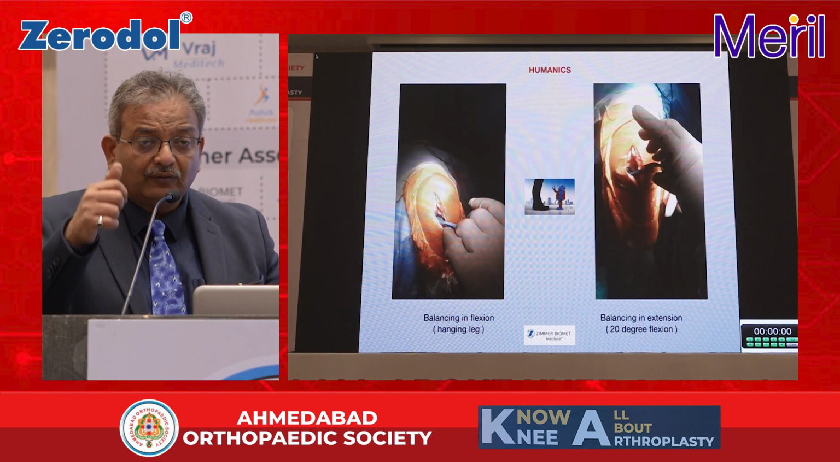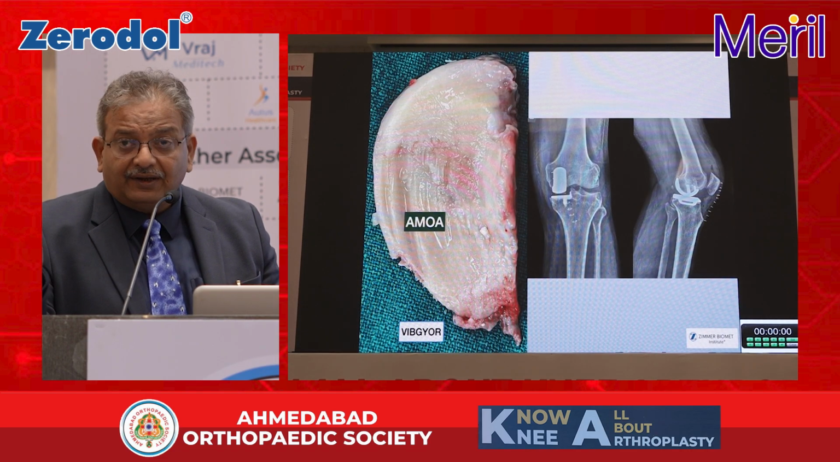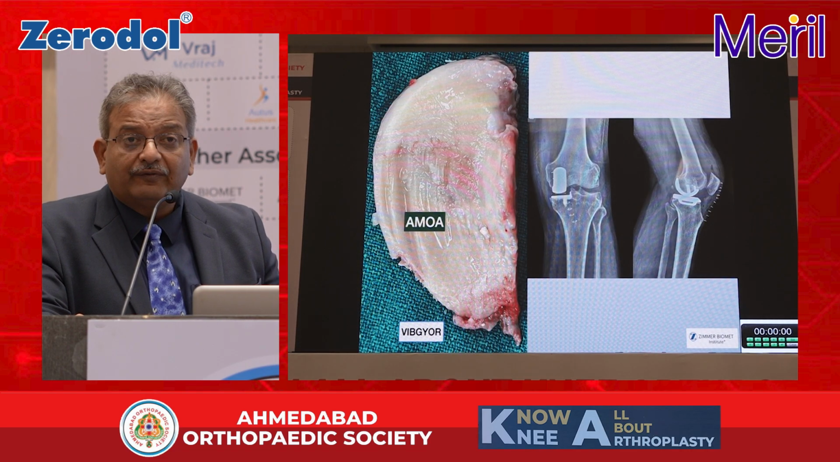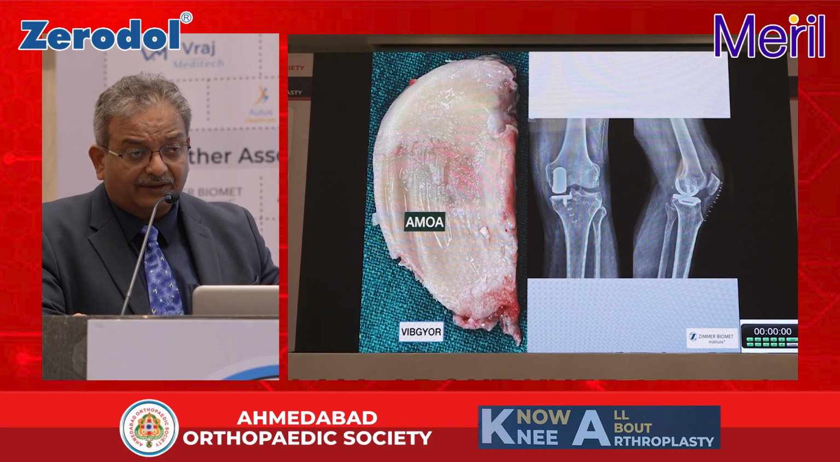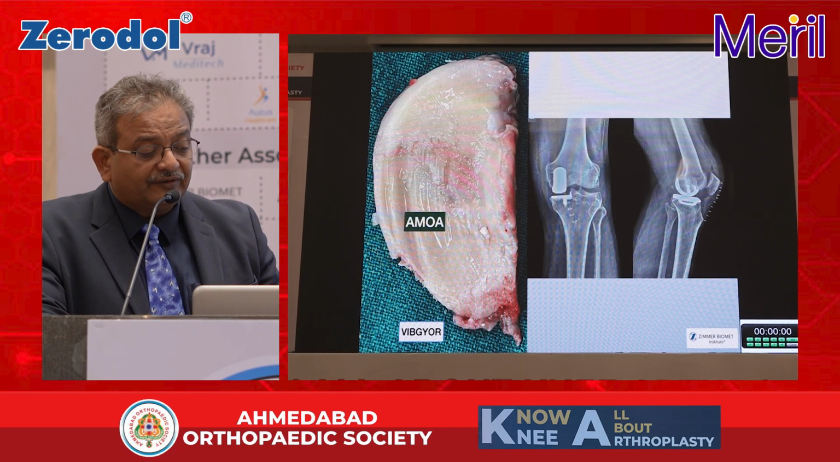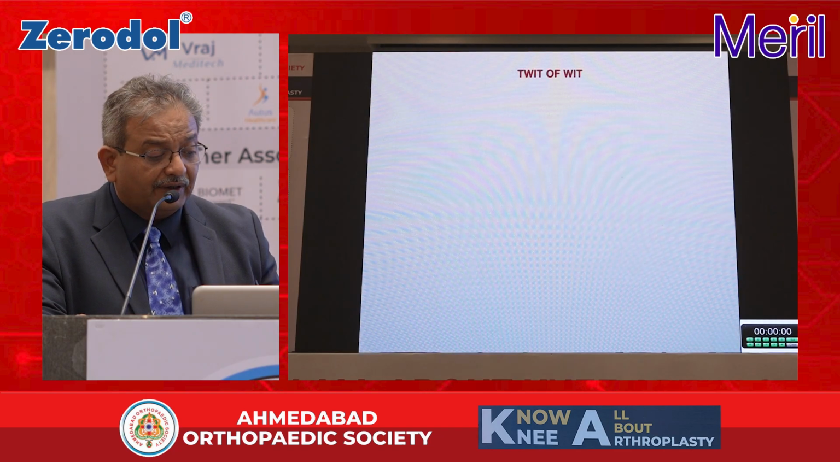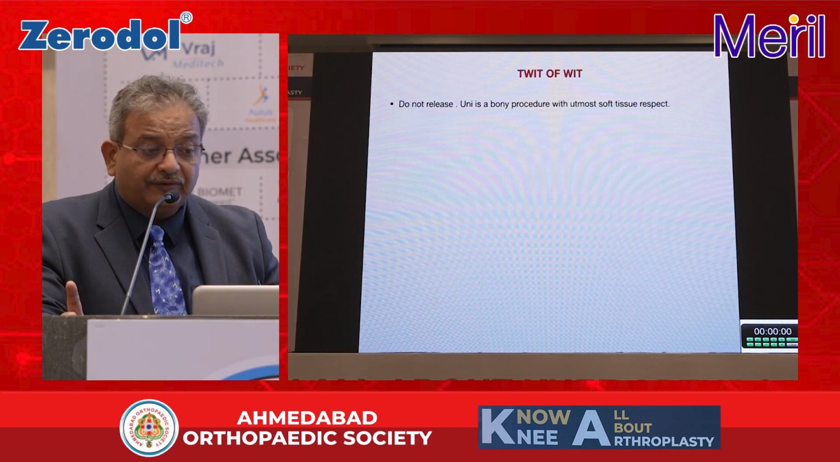If you have a tendency to make it tight, you stretch the ligament, you release the deep MCL, and then there's a problem. AMOA is not for weeks or months, it's there for 7-8 years, you can say. That's why just a recollection of vigor. So patients come to you, you can amply say that you have ample time, plan your surgeries, there is no hurry. So take home message, do not release.